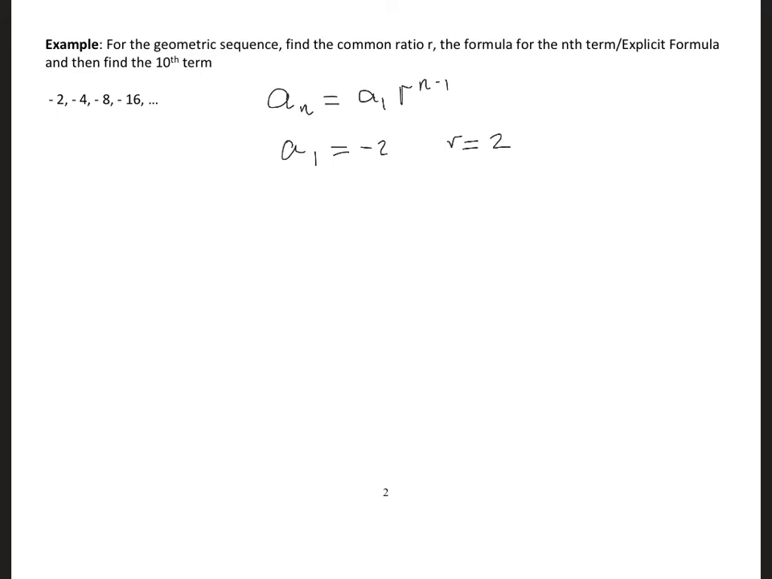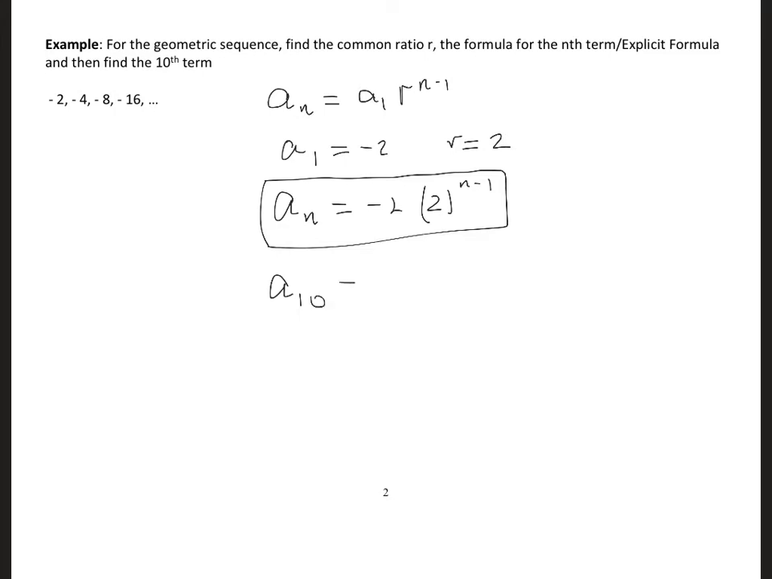So now I got the ratio. It's just to write the formula. It's going to be the first term, which is -2, and then the ratio 2 raised to n minus 1. So that's the formula. Once I get the formula, the next thing is to find the 10th term.